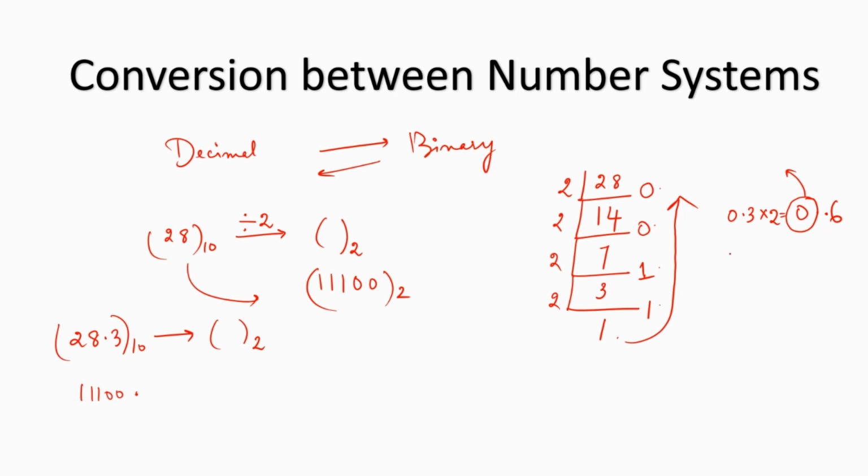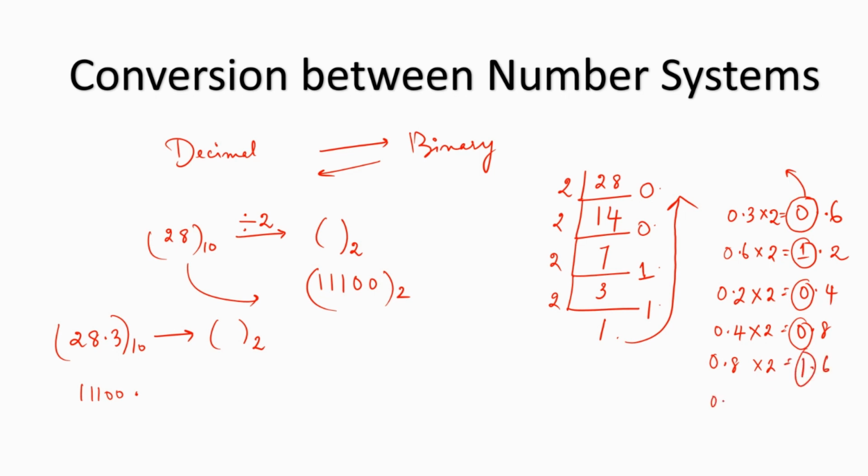So I'll carry forward 0.6 and multiply it with 2 again. What I get here is 1.2. I'll retain the integer part and carry forward the decimal part. Again, on multiplying, I get 0.4. Let me carry forward the decimal part, 0.8. Carrying forward 0.8 into 2, 1.6. So after this, again I get 0.6 into 2. So after that, this part is going to repeat. So I'll get 1.2 again, and so on.